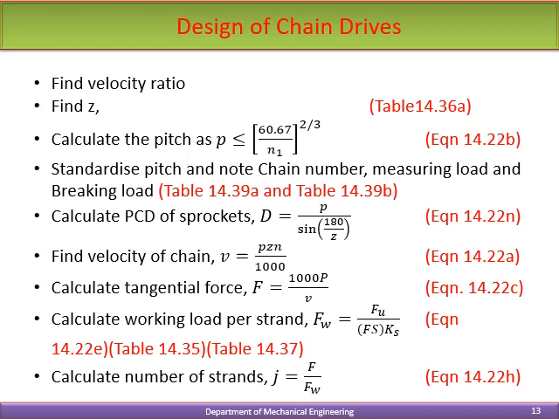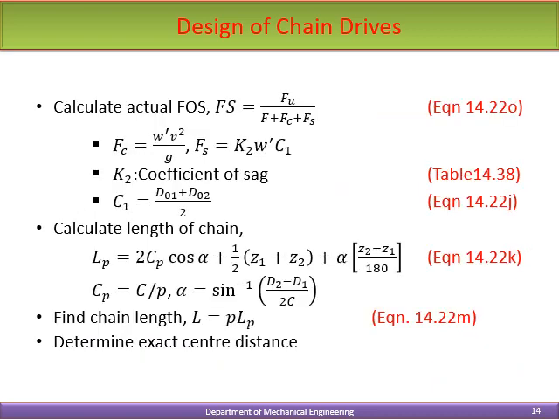Then the next step is to calculate the number of strands. The equation is J is equal to F by Fw. It is equation 14.22H. Next we have to find the actual factor of safety. For finding the actual factor of safety, there is an equation 14.22. There Fu is divided by F plus Fc plus Fs, and the Fc you can find by W dash V square by G.